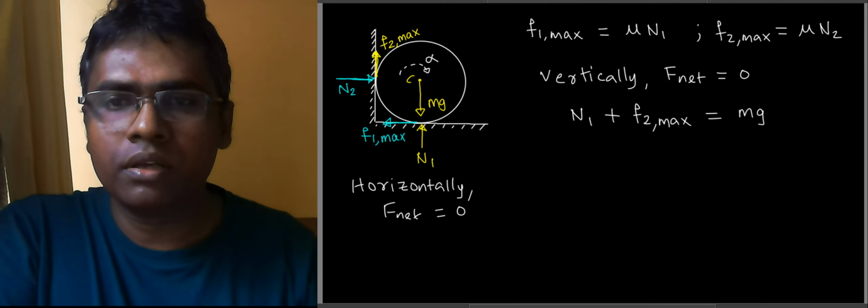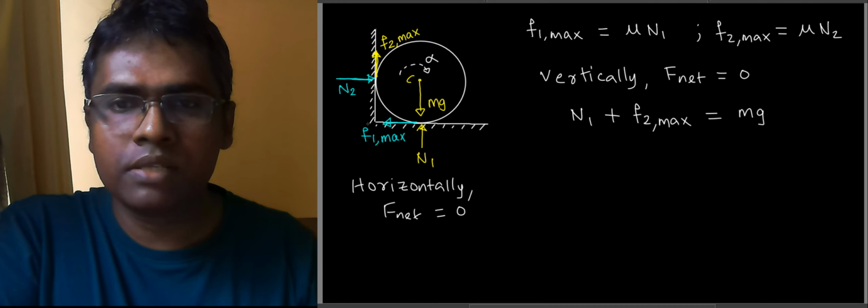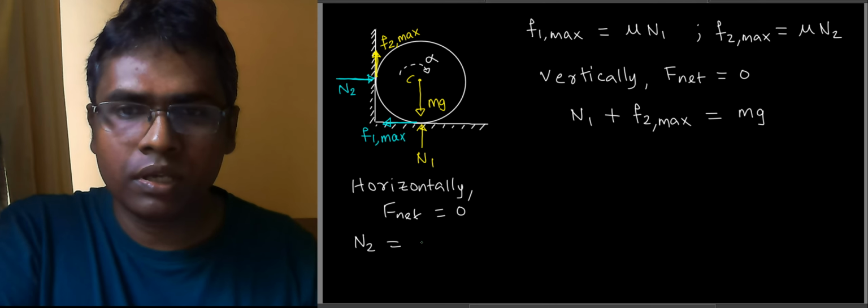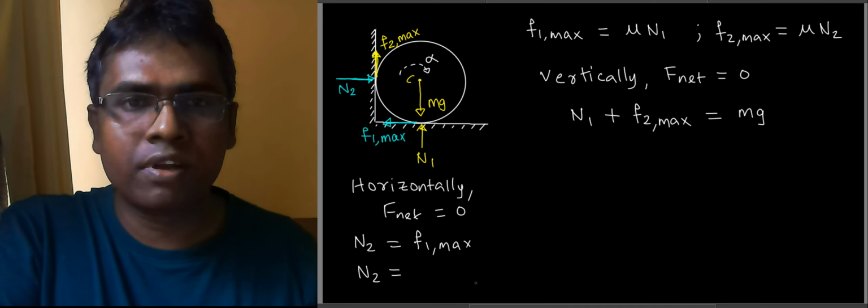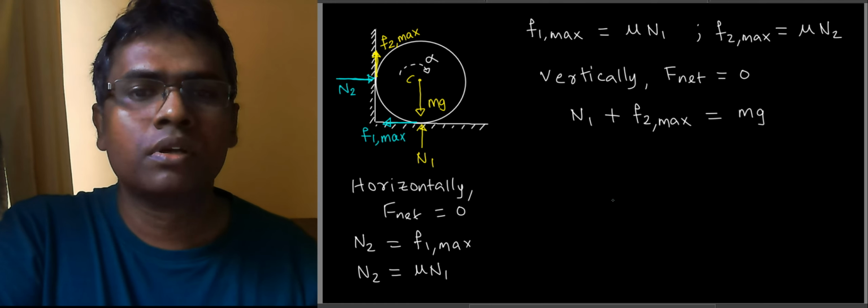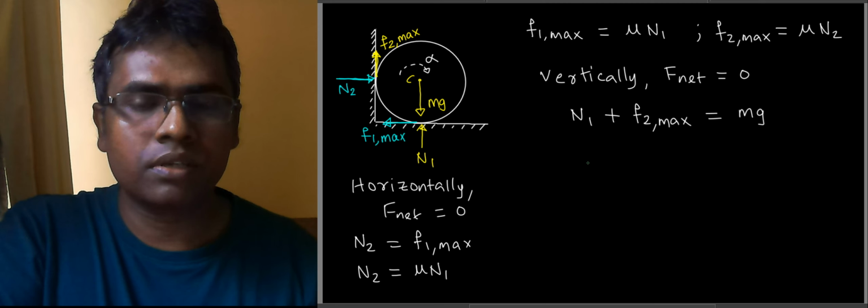Now horizontally, the normal force provided by the wall balances the friction force provided by the ground. So we can say N2 is F1 max. Again, if I write F1 max as mu times N1, I get a relation between N2 and N1. So now come back to this equation here.